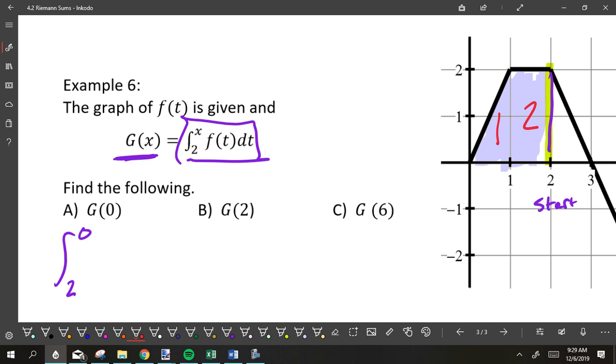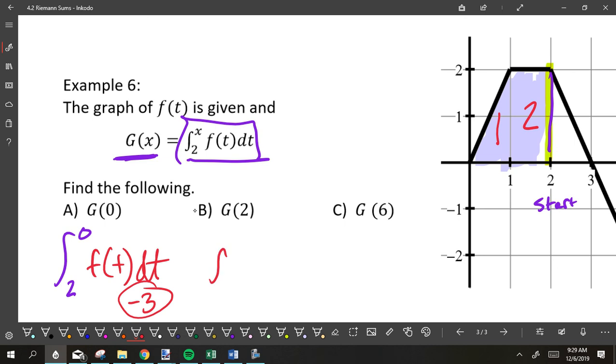Anyone have a guess as to what they think the answer to capital G of 0 is going to be? It is -3 because we're going backwards. We always put the bigger number on top. So it's really like we're going backwards. We're finding negative area there.